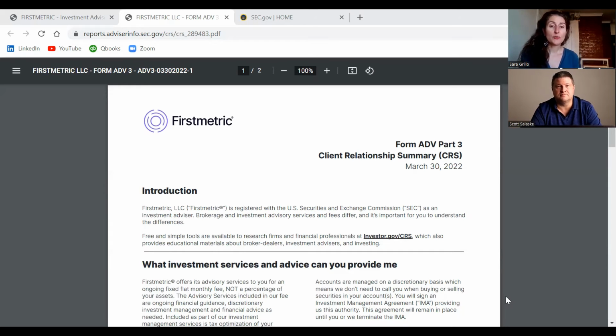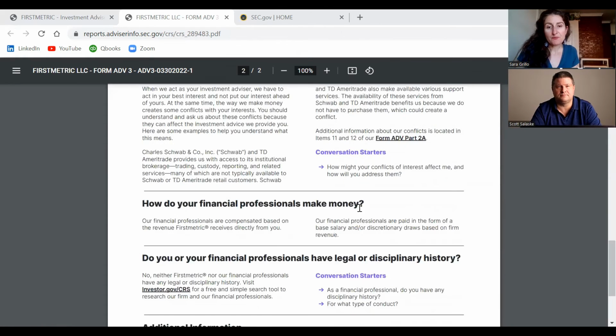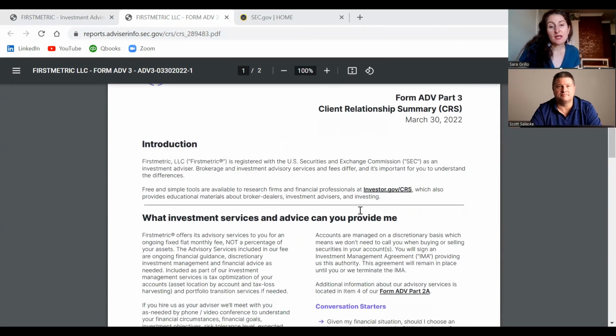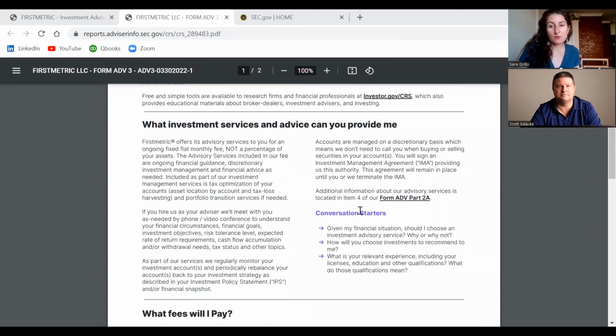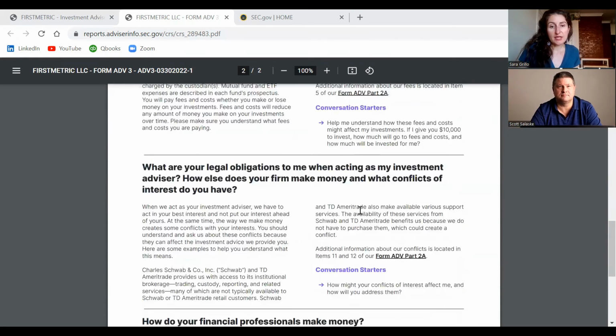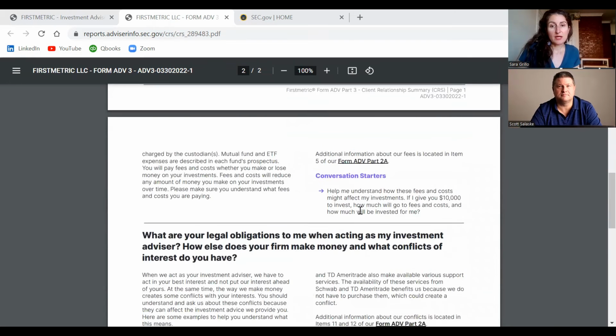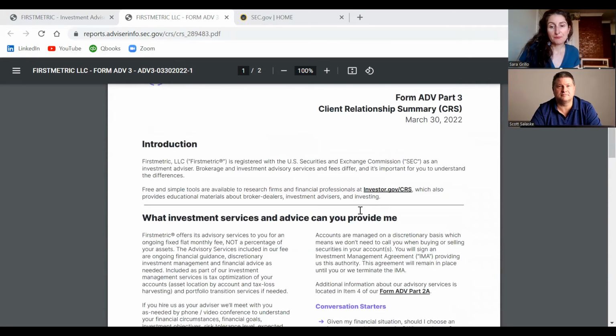So, okay, now here's Form ADV Part 3, which is also called the CRS, Client Relationship Summary. And this was created to make the legal document a little bit easier to digest. So this is, again, another brochure format, and it's just designed to kind of condense the information that's in the ADV Part 2. And it's a very specific format.